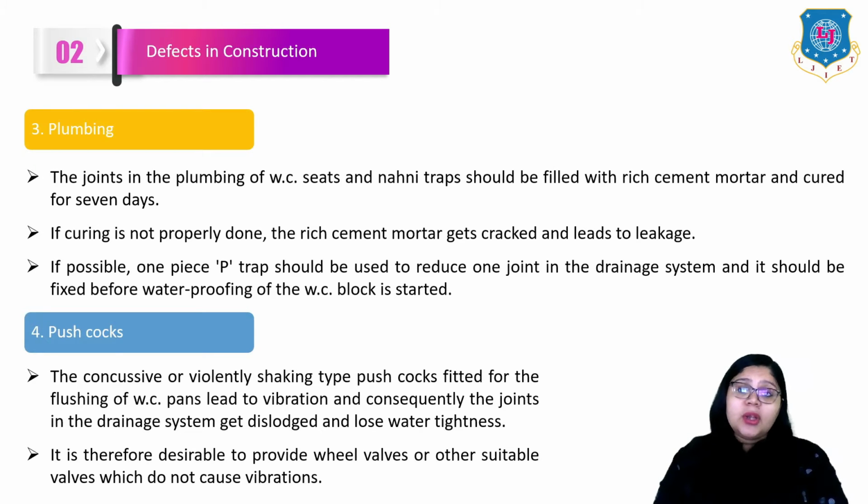Third one is the plumbing. The joints in the building of WC seats and non-heat traps should be filled with rich cement mortar and cured for 7 days. If curing is not properly done, the rich cement mortar gets cracked and leads to leakage. If possible, one-pipe where P-trap should be used to reduce the joints in the drainage system, and it should be fixed before waterproofing of the WC block is started.